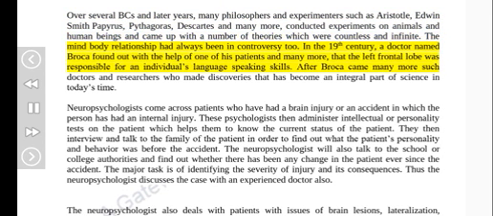In the 19th century, a doctor named Broca found out with the help of one of his patients and many more, that the left frontal lobe was responsible for an individual's language-speaking skills. After Broca came many more such doctors and researchers who made discoveries that have become an integral part of science in today's time.